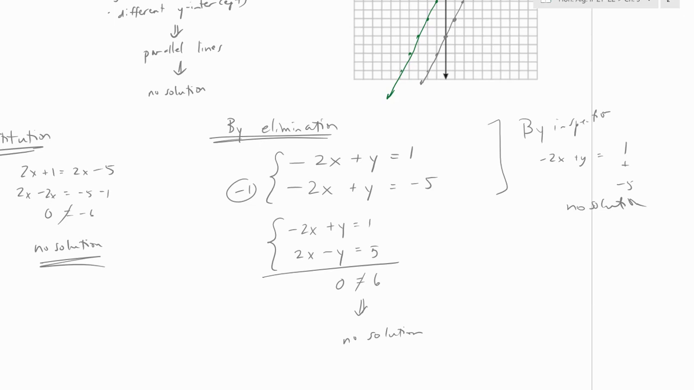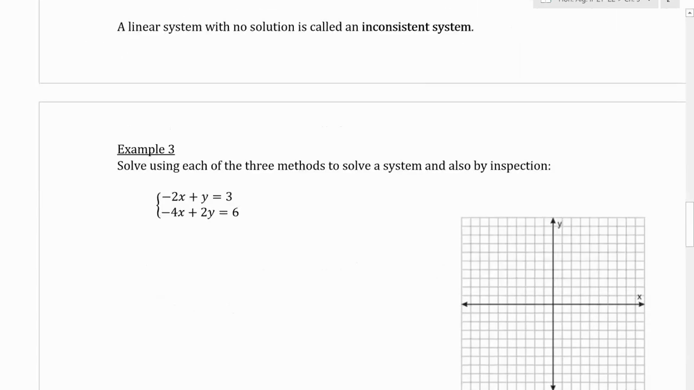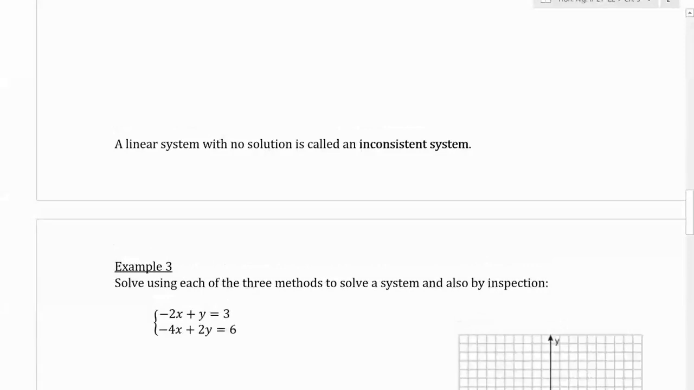So, in whatever way you want to. Now, if it tells you how to do it a certain way, then yeah, do it that way. And this is just mostly for standardized tests. I don't think we're going to ever ask you this on a test or quiz in here, but you say when you have a system that doesn't have a solution, we said that's an inconsistent system.